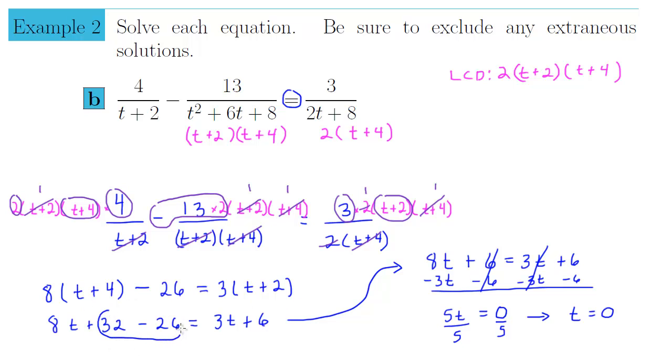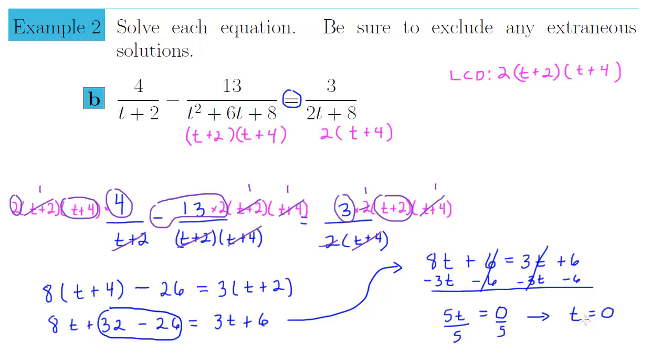32 minus 26 leaves you with 6. Get your numbers on one side and your variables on the other. The 6 moves over, the 3t moves over. So altogether you're left with 5t. 6 minus 6 is 0, so you have 5t equals 0. That's okay though. Divide both sides by 5 and you get t equals 0.